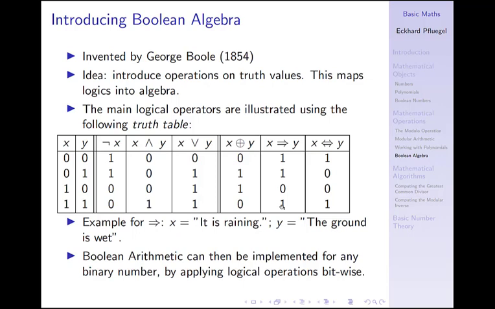And the last operator is the equivalence. And that basically just means that x and y have the same value. So here this is true if both x and y are false, or both x and y are true, and if they're different, then it's false.